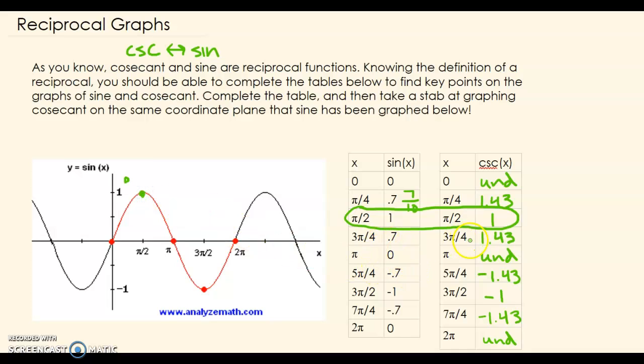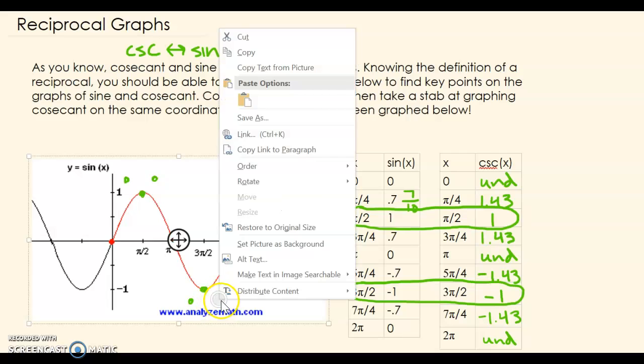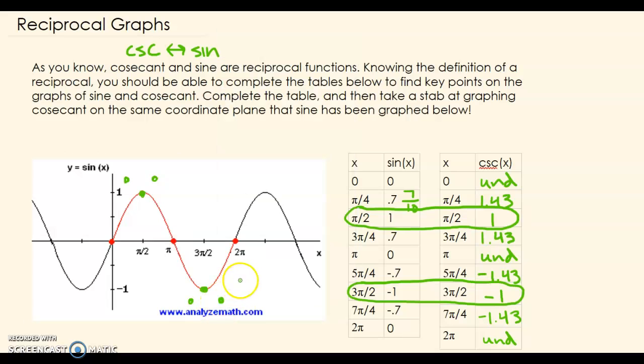Interesting. All right, 3 pi over 4, 1.43. At pi, we're undefined, so there's nothing there again. 5 pi over 4, we're negative. Again, we see that the two functions share the same point here. Negative 1.43 again. Oh my gosh, OneNote is so frustrating. I apologize. And then of course 2 pi is undefined.